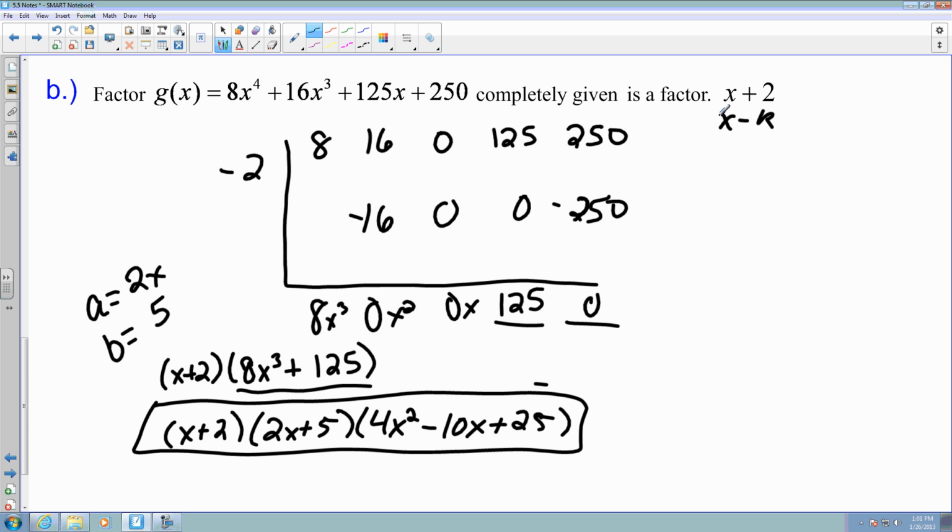And that is applying the remainder and factor theorems. Hope this helps. Until next time.